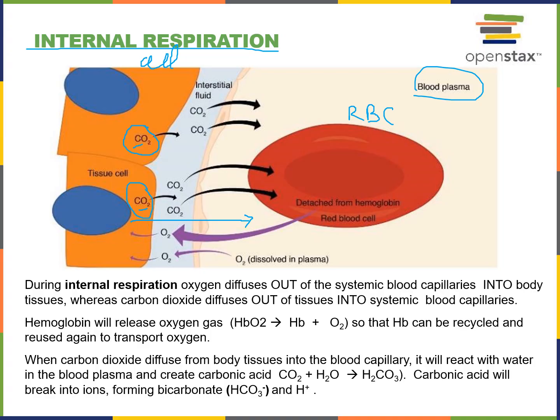and this equation will occur where you have H2O, the water that makes up plasma, combines with the carbon dioxide to form carbonic acid, and then that dissociates to form the bicarbonate ion and hydrogen ion. So what will be present in blood is lots of bicarbonate ions.